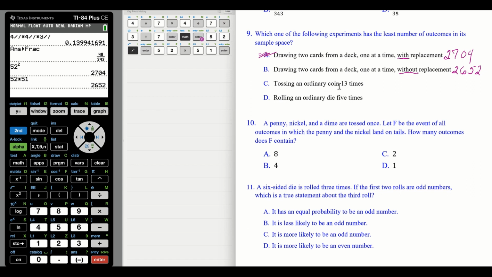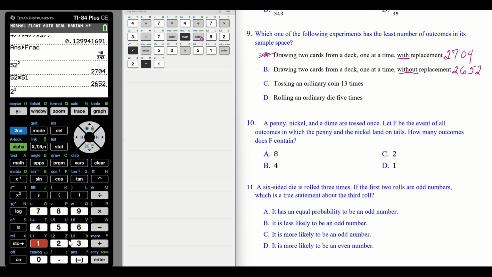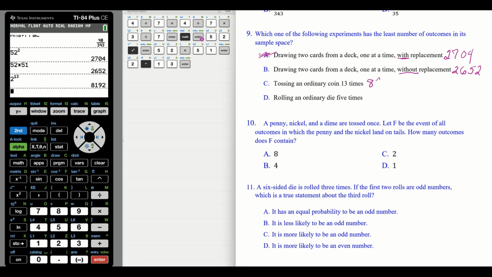Tossing an ordinary coin 13 times. Well, the total outcomes of any coin is 2. If we toss it 13 times, that will be to the 13th power. So press your caret, 2 to the 13, enter. 8,192. That is more. We're looking for the least number of outcomes. C is greater than B, so that one's out.